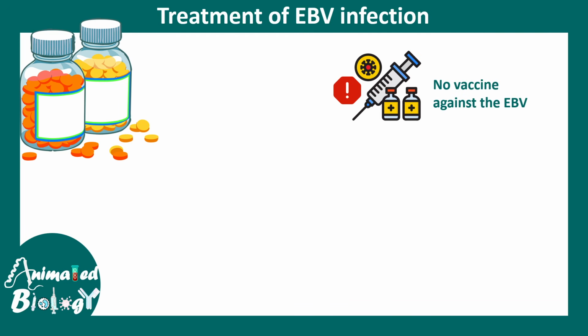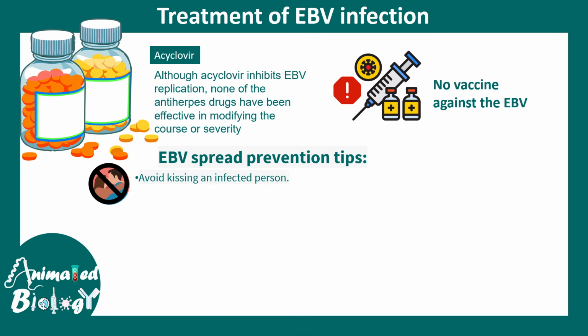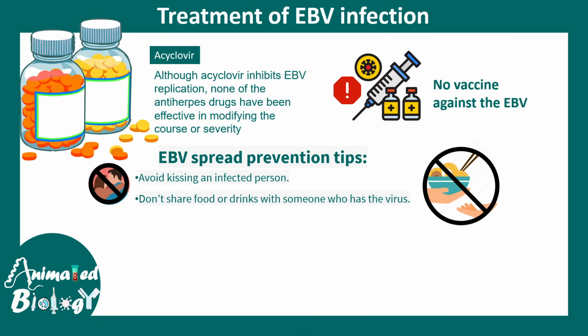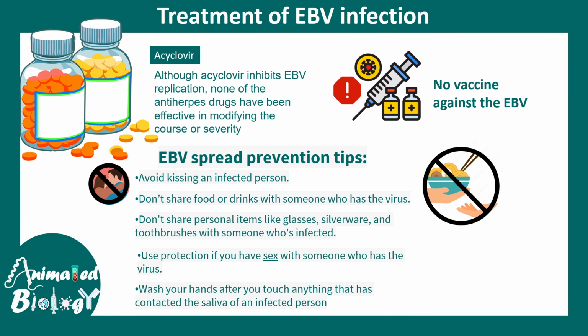There is no vaccine against EBV. Acyclovir is a medication that can interfere with viral propagation, but it's not exactly a treatment. But prevention is better than cure, so there are many tips by which one can prevent infection. Obviously, avoid kissing an infected person, avoid sharing foods and drinks with that person, and don't share personal items like glasses, silverware, spoons, etc. Use protection during sex if you know that a person is infected, and wash your hands if you have accidentally touched a person who has EBV.